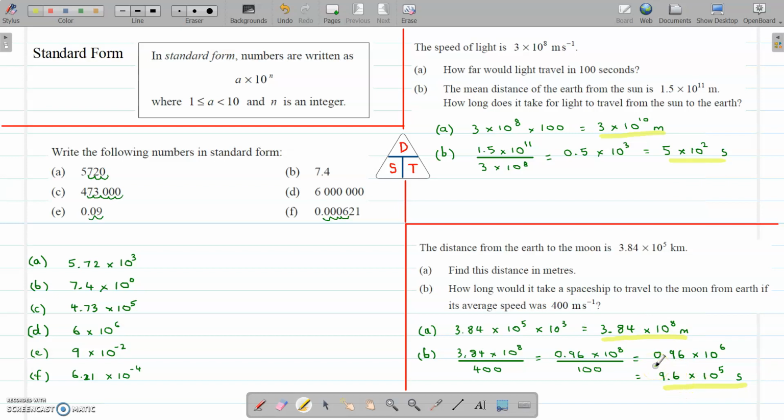So that's an introduction to standard form using very large numbers. Standard form is often used to represent very large numbers like astronomical distances, or very, very small numbers like the size of atoms and the mass of subatomic particles, that kind of thing.